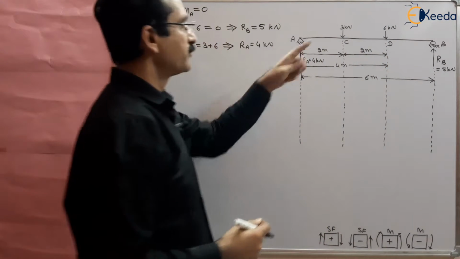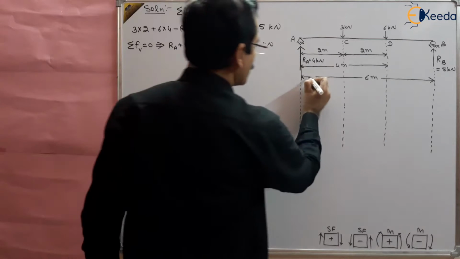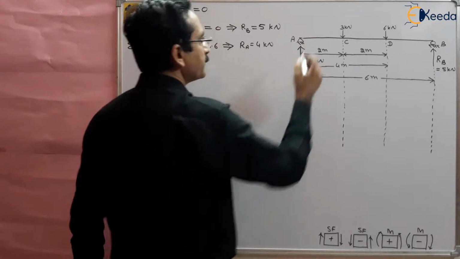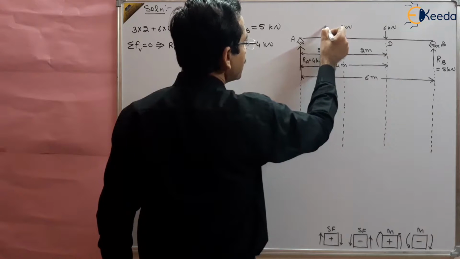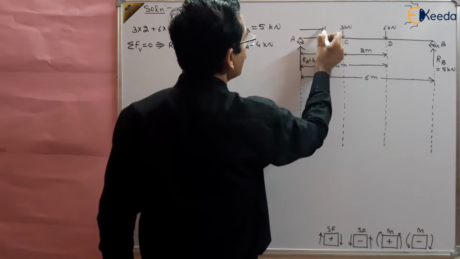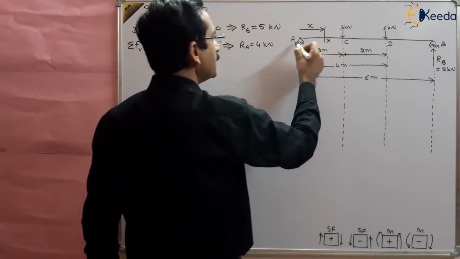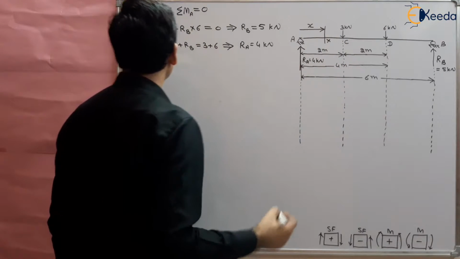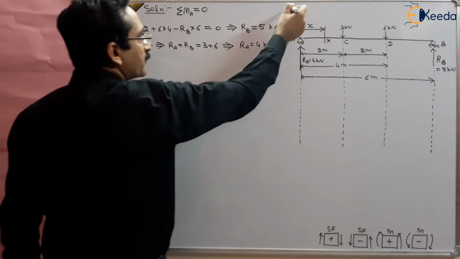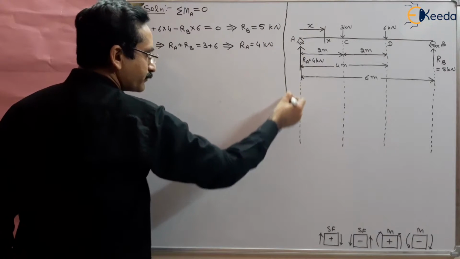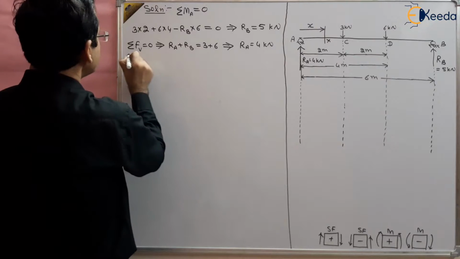So we have received these two forces, right? Now we want to draw the shear force. Let us take the section at this point. We are taking it from A at a distance x from A, and capital X is the section. So what is the shear force here? Find the value of shear force.